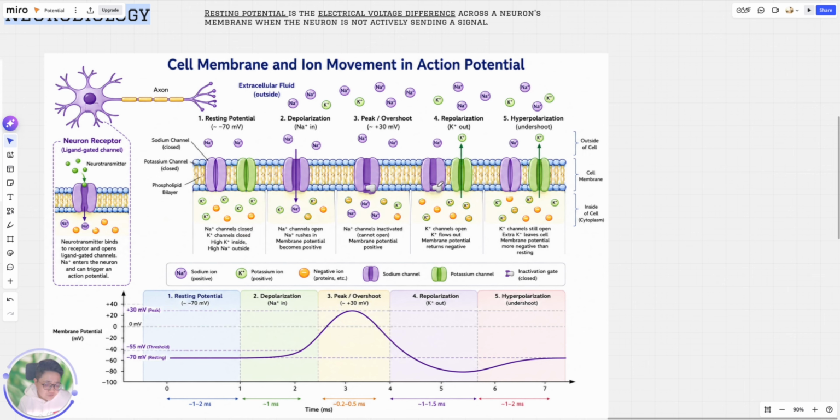And so, hence, inside is negative, and outside is positive, apparently. And why it has to be negative 70 currently, I don't know. I just take it at face value. Someone must have done some research, and it is how we live. Our neurons' resting potential is negative 70.